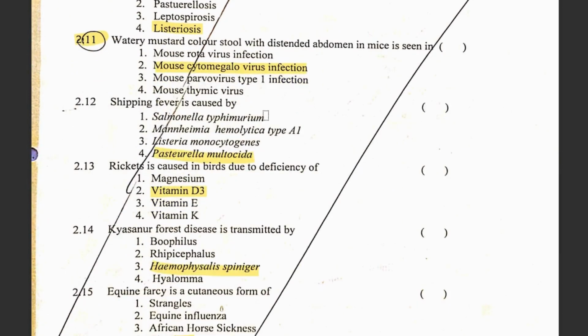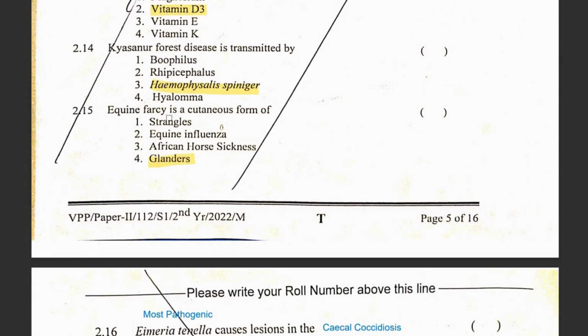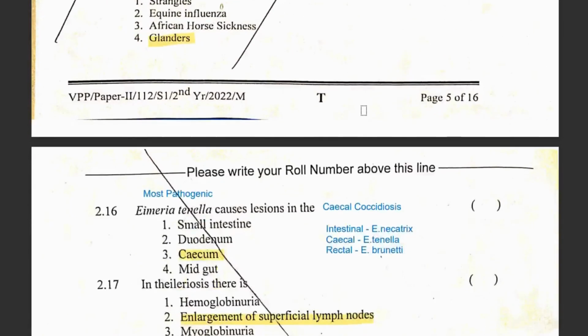Shipping fever is caused by Pasteurella multocida. Rickets in birds is caused due to deficiency of vitamin D3. KFD, or Kyasanur forest disease, is transmitted by a tick, and the tick's name is Haemaphysalis spinigera. Equine farcy is the cutaneous form of glanders, as we saw above.